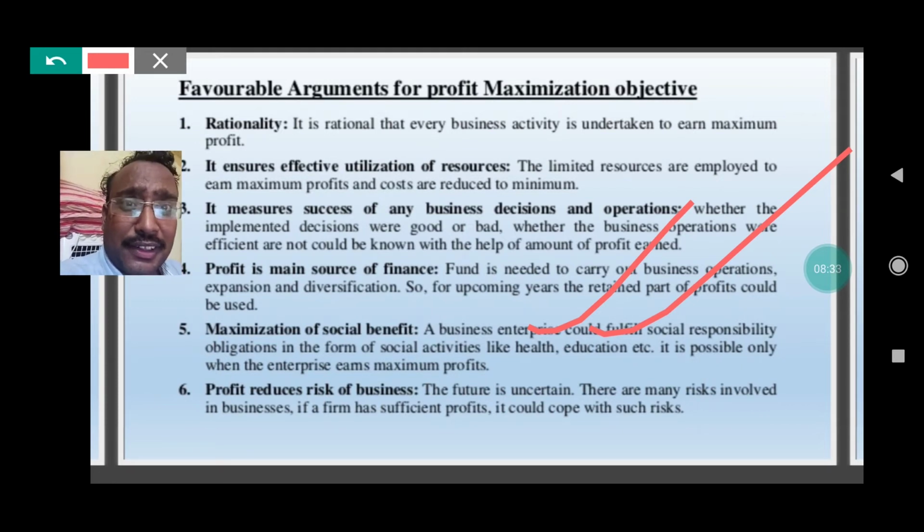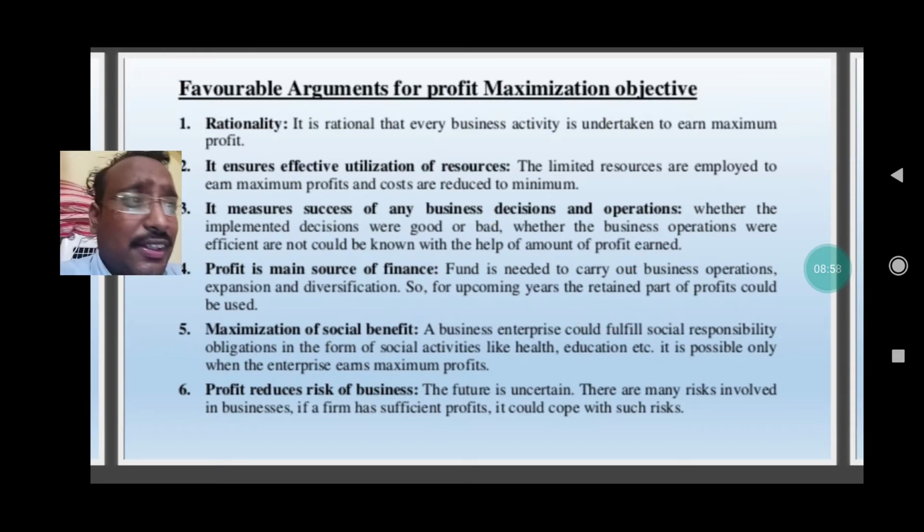If there is no profit, nothing is left. So another advantage of profit maximization is, definitely it will reduce the risk of a business. There is a chance of loss that should be minimized, because the future is uncertain. We can't predict what will happen in future days. So many risks arise in front of a business. So if there is a profit, you can cope with the risk.